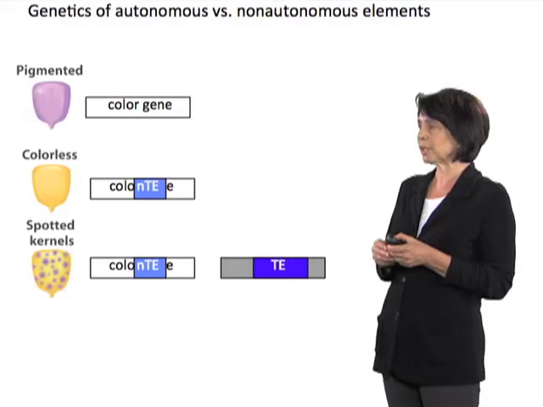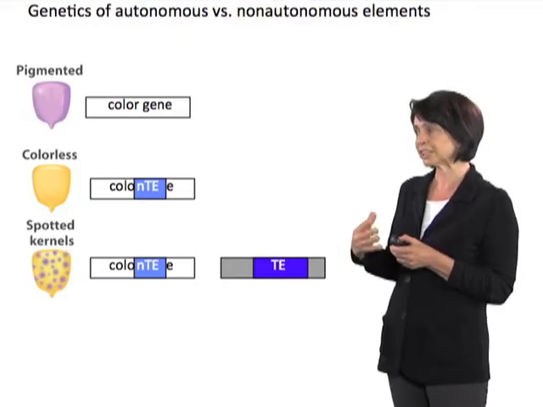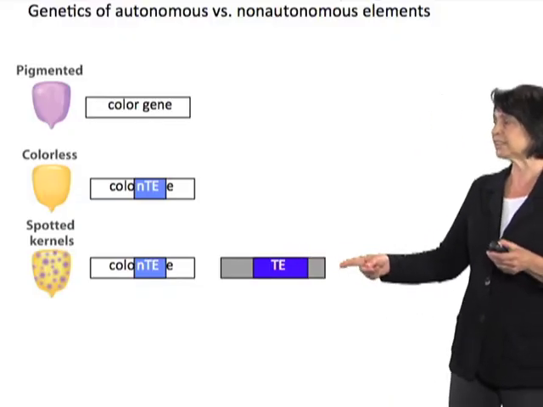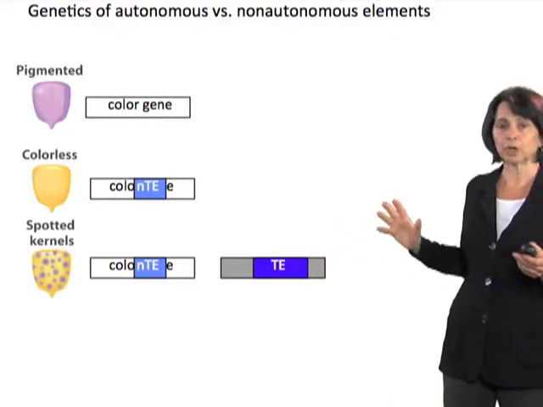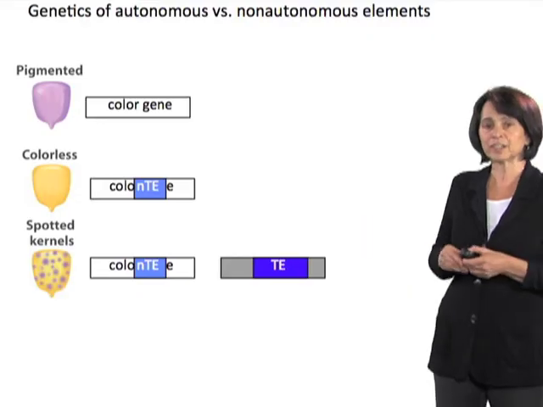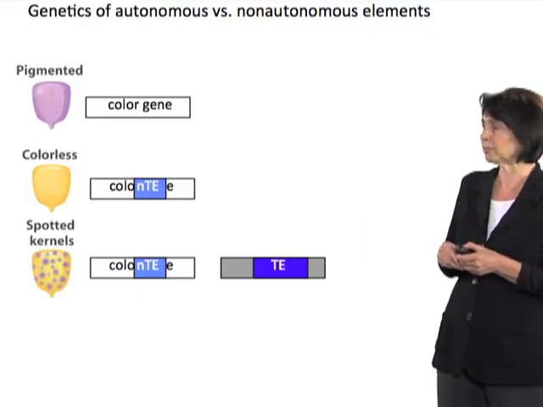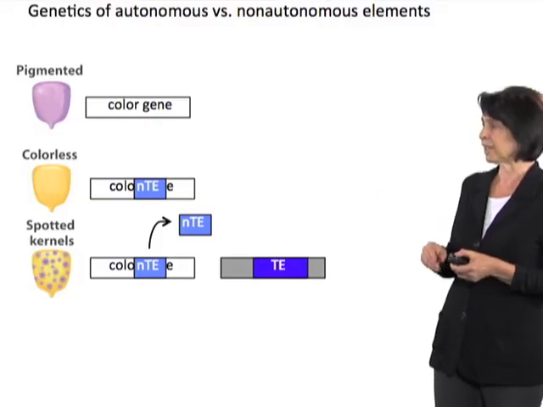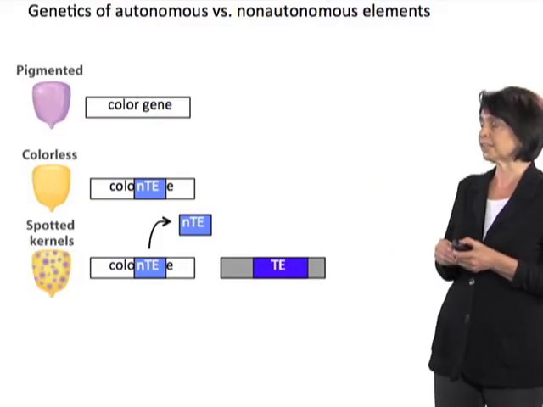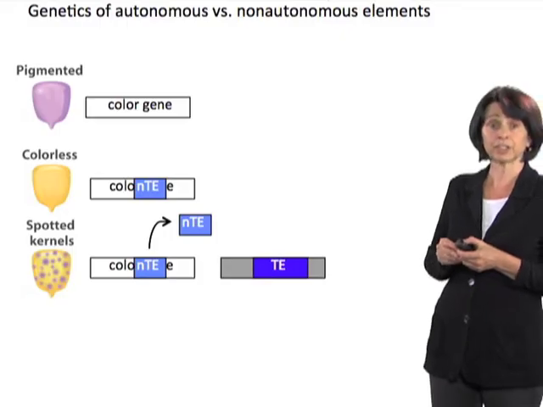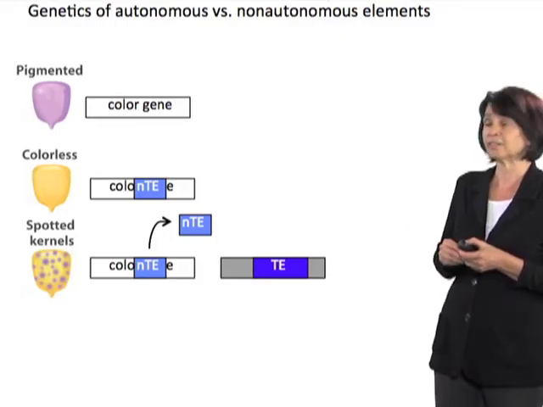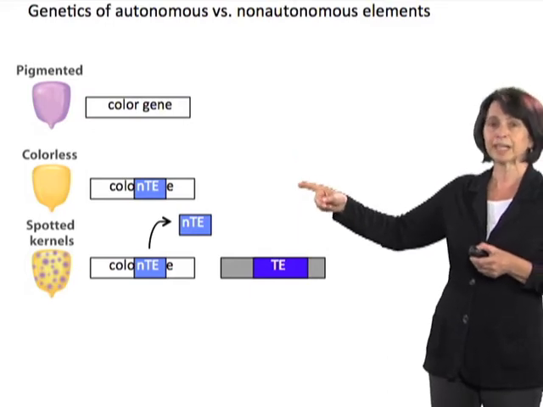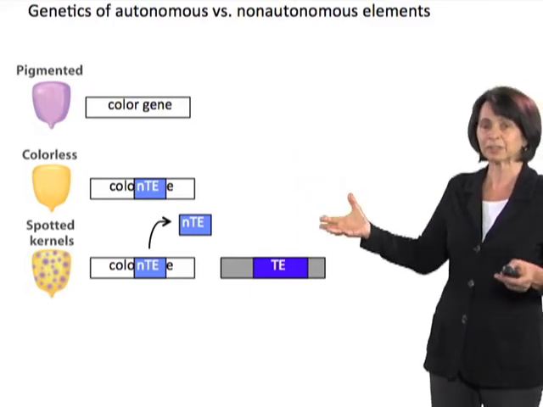However, that transposable element can move if there's a second transposable element in the genome, and that's shown here as a TE, elsewhere in the genome. It could be on a different chromosome. It is not near this color gene. But that transposable element activates the non-autonomous element, and it causes it to excise from the gene, and we end up with a spotted kernel. In the absence of that autonomous element, as you see above it, the colorless kernel, the transposable element cannot move. That's why we call it non-autonomous.